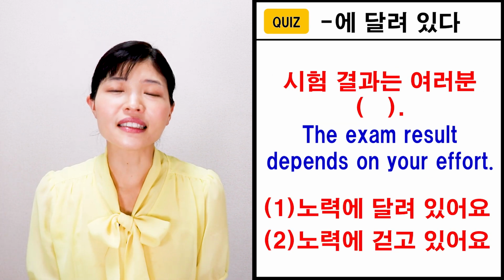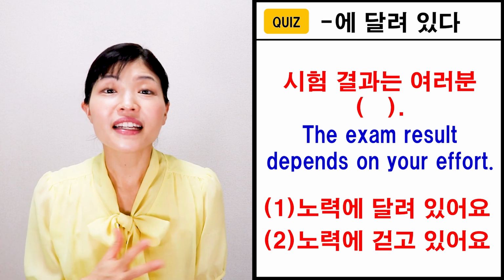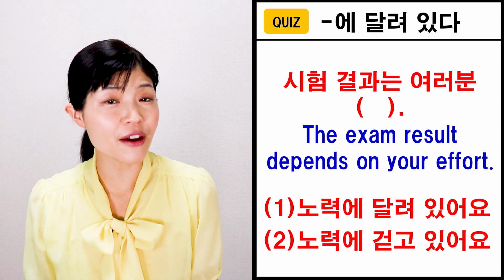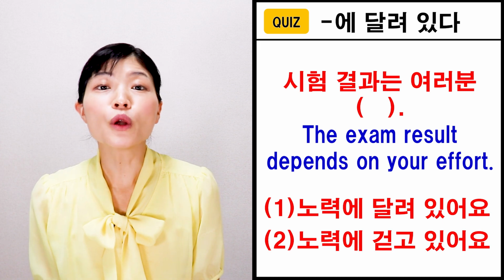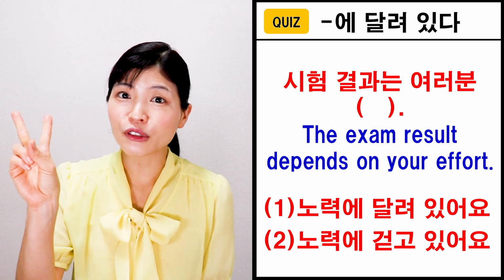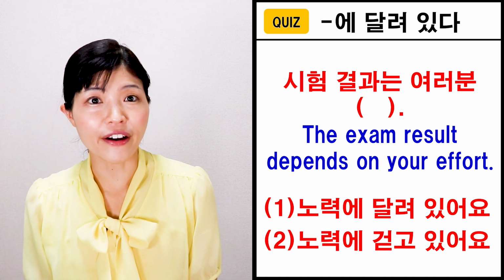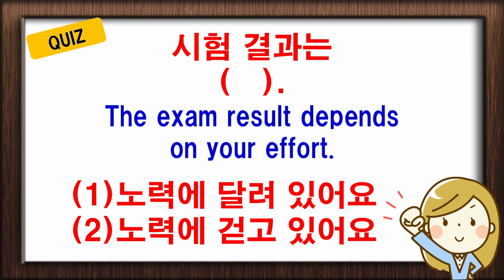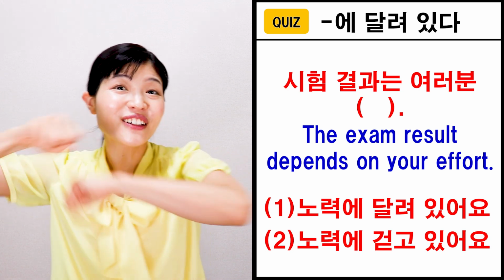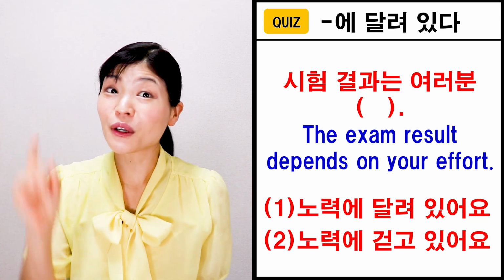시험 결과는 여러분. The exam result depends on your effort. Number 1, 노력에 달려 있어요. Number 2, 노력에 걷고 있어요. The correct answer is number 1.